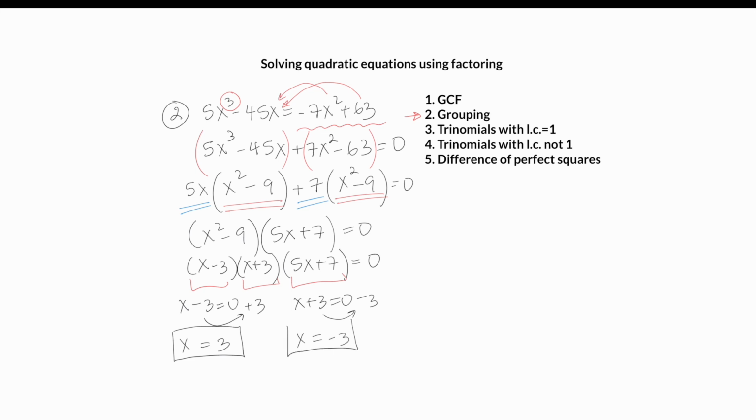That's the second answer. And finally, 5x plus 7 equals 0. That's this third factor here. And to solve that, I will first subtract the 7. So 5x equals negative 7. And then I'll divide both sides by 5. So my third answer is negative 7 over 5. Let's go on to the next example.